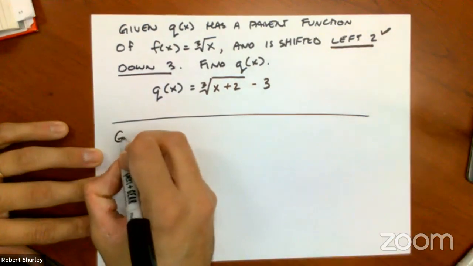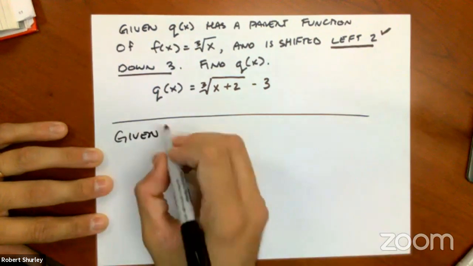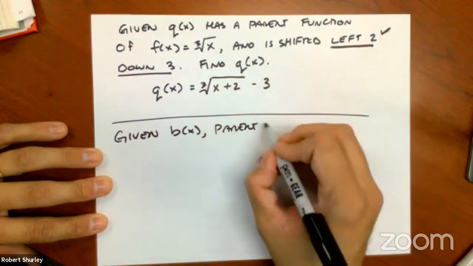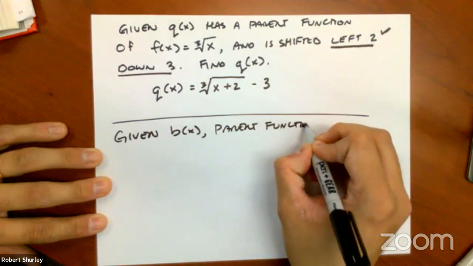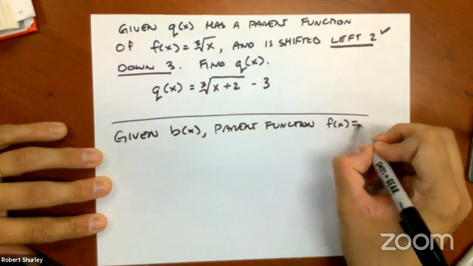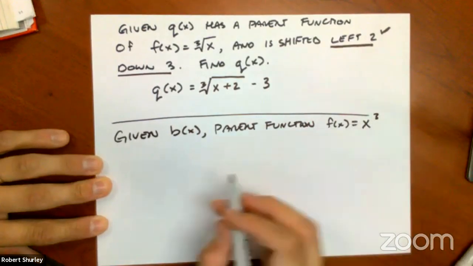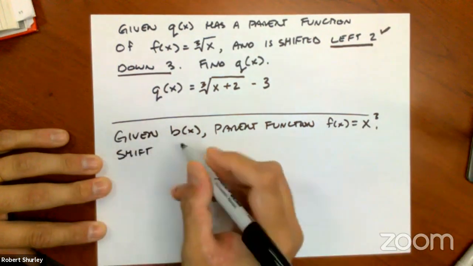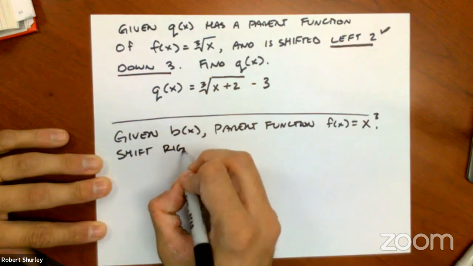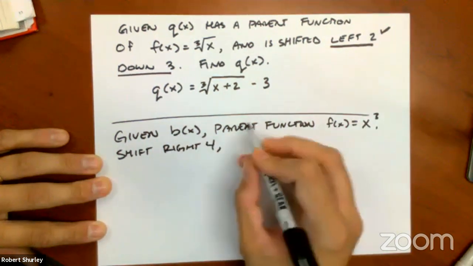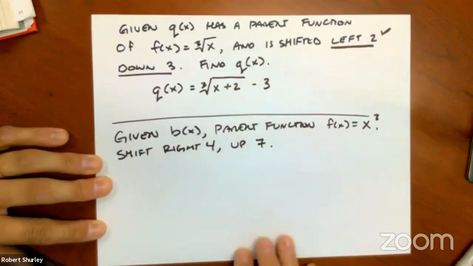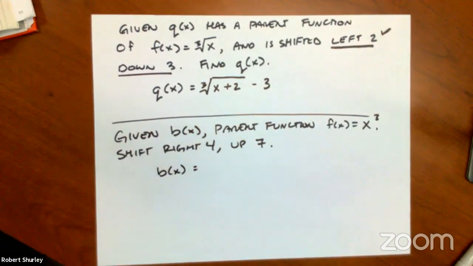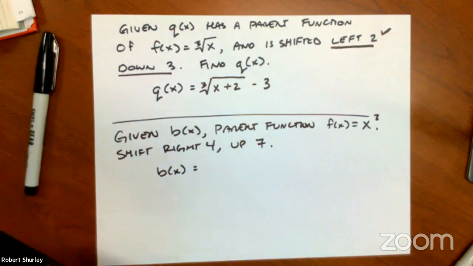Let's say given b of x, one up. So the parent function, I'm going to be a little lazy here, not write as many words. Parent function is f of x equals x cubed. And we're shifted. Let's do the opposite. So let's go right 4 and up 7. Okay. And I want you to find b of x now. Ooh, that one is much stronger.